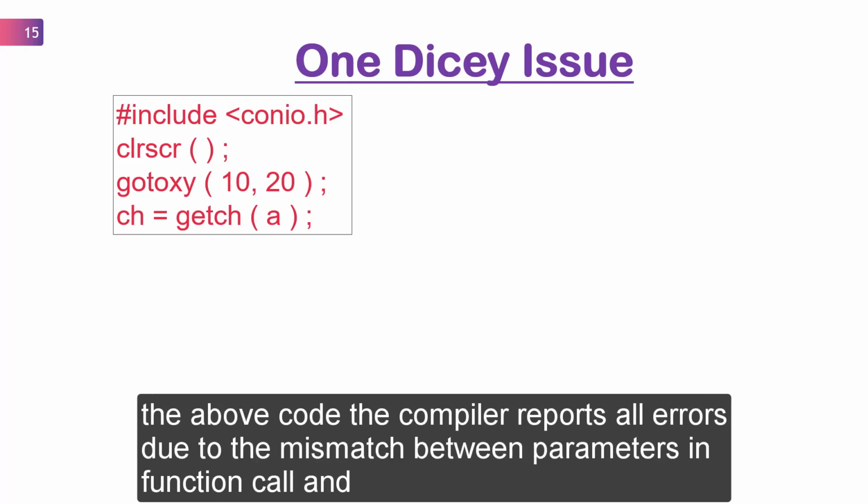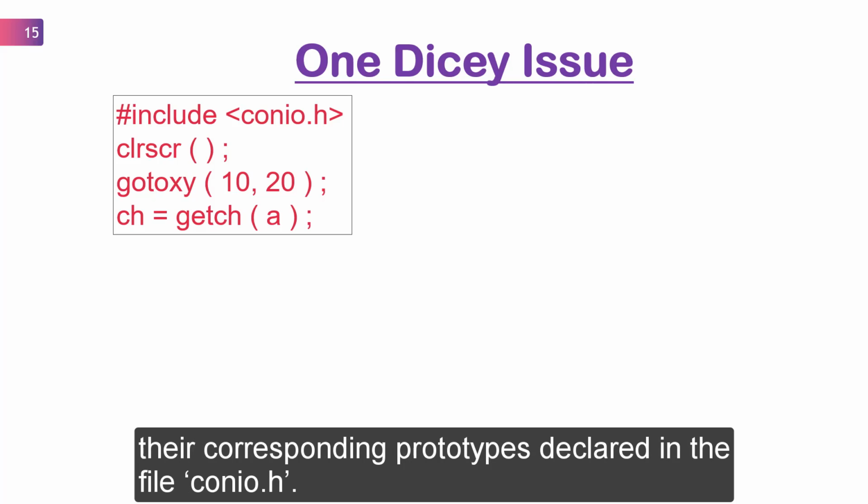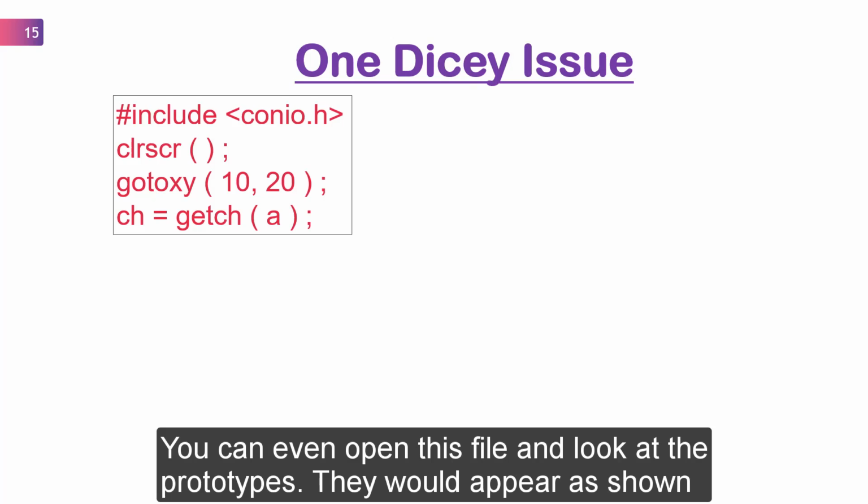On compilation of the above code, the compiler reports all errors due to the mismatch between parameters in the function call and the corresponding prototypes declared in the header file, such as conio.h. You can even open this file and look at the prototypes. They will appear as shown below.